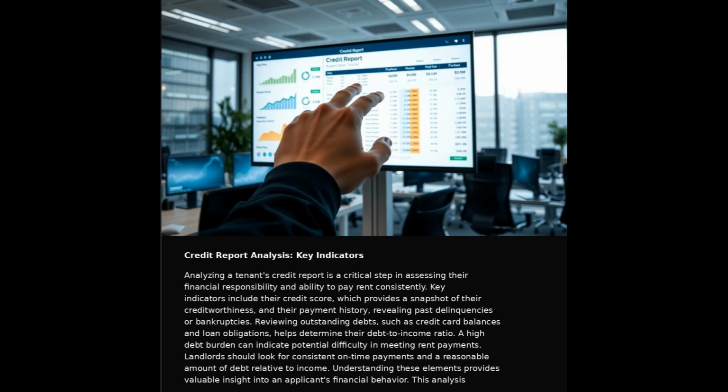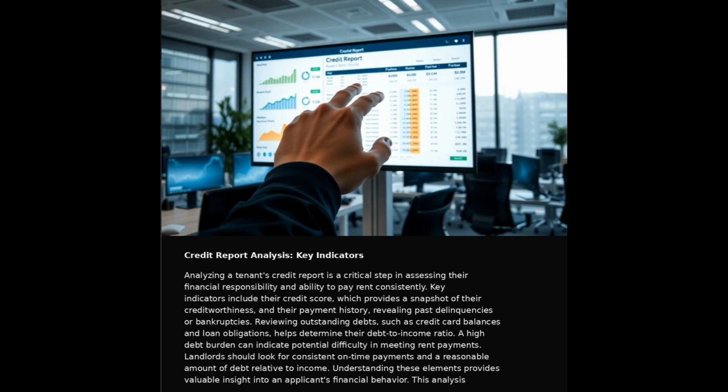Credit report analysis. Key indicators. Analyzing a tenant's credit report is a critical step in assessing their financial responsibility and ability to pay rent consistently. Key indicators include their credit score, which provides a snapshot of their creditworthiness, and their payment history, revealing past delinquencies or bankruptcies. Reviewing outstanding debts, such as credit card balances and loan obligations, helps determine their debt-to-income ratio.